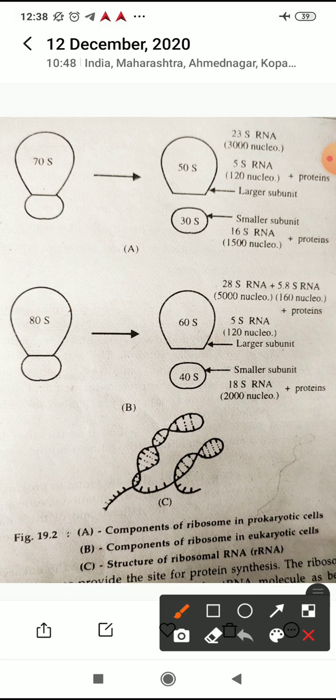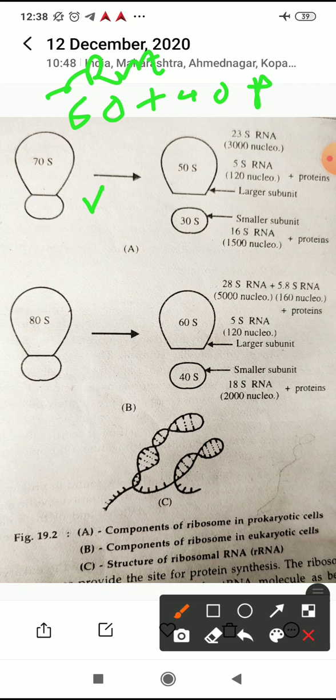Now, what are ribosomes composed of? That we will see. Prokaryotic ribosomes are composed of 60% rRNA. Prokaryotic means 70S type of ribosome. It is composed of 60% ribosomal RNA and 40% proteins. So this is the composition of the 70S type of ribosome.